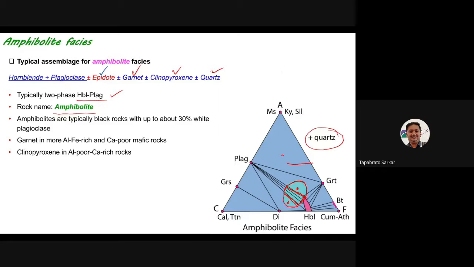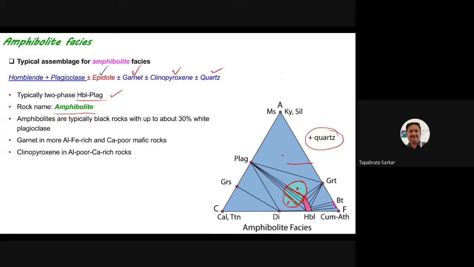As the names of the facies have come from the metamorphosed mafic rocks, right? The first to name the facies actually studied the metamorphosed mafic rocks. Therefore, the names of the facies actually came from the names of the rocks, or otherwise the names of the rocks came from the name of the facies. So it was named as amphibolite facies. Now the mafic rock, which was formed within this PT condition, has been called an amphibolite.